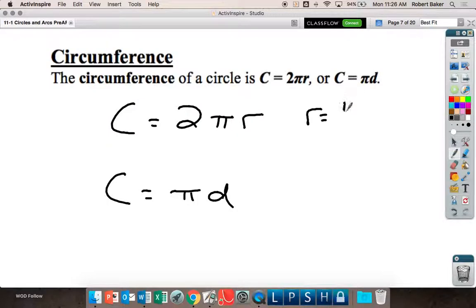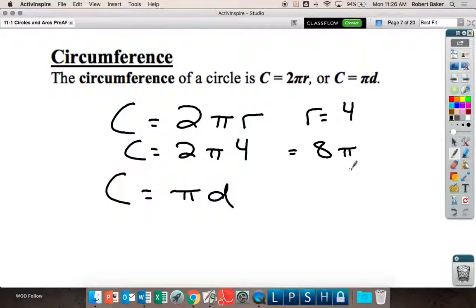R equals 4. Please calculate the circumference of a circle that has a radius of 4. 8 pi. So the only thing that you multiply are the numbers. 2 times 4 is? 8. So the circumference equals 8 pi.